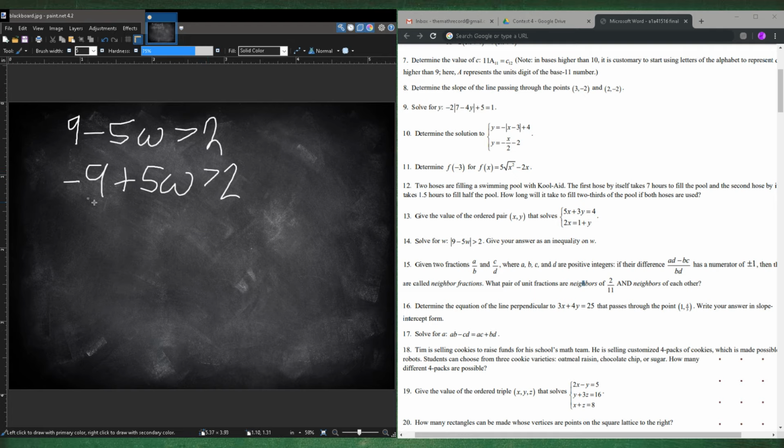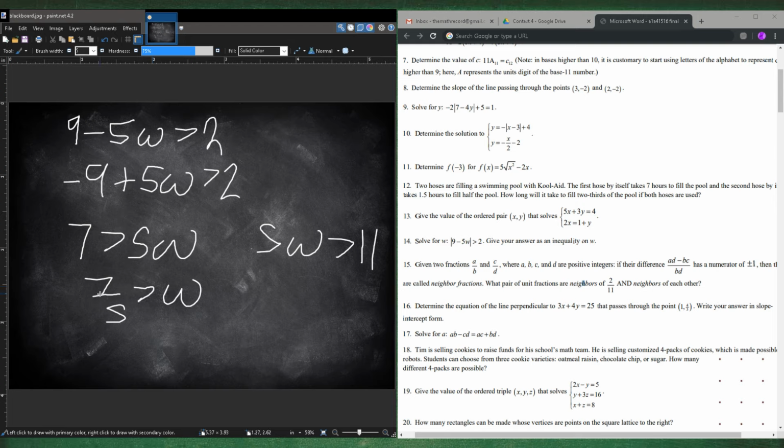So 9 minus 2, that's 7, is greater than 5W. And add 9 to the other one, so you have 5W is greater than 11. So W is less than 7 over 5, and W has to be greater than 11 over 5. So these are your answers, which is just W is less than 7 over 5, or W is greater than 11 over 5.